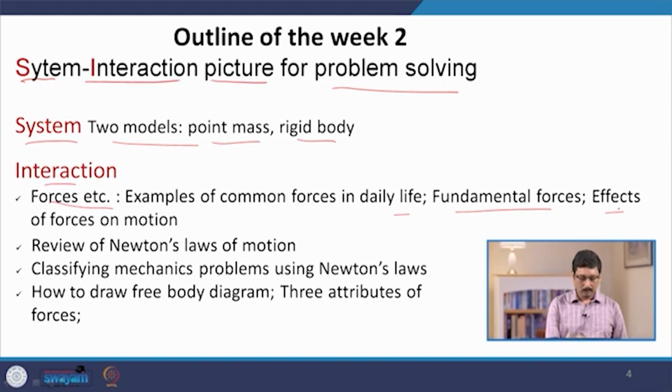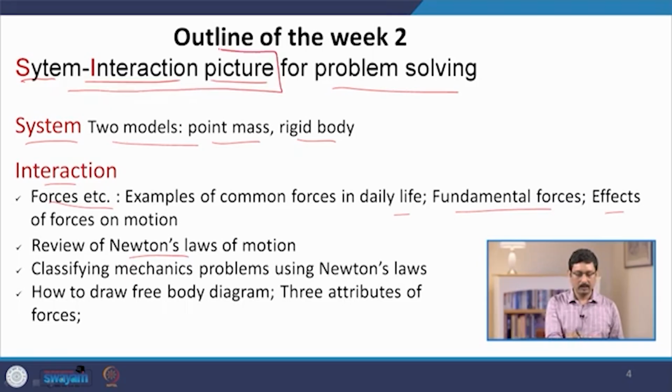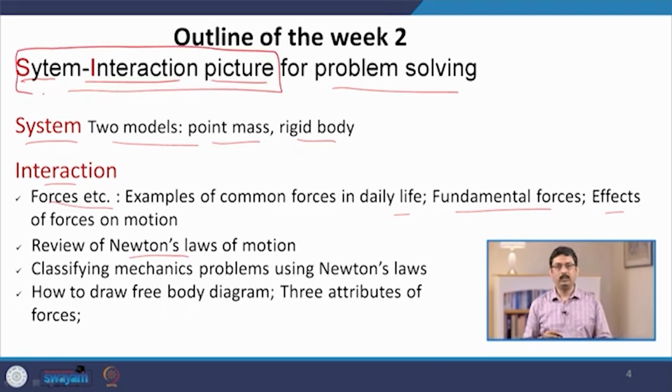Then we shall go on to reviewing Newton's laws of motion. I am sure that all of you have already seen Newton's laws of motion. So, my point of view in this course will be that I will assume that you know Newton's laws of motion. I will tell you how to apply these laws to analyze and solve mechanics problems. So, we will keep this particular picture in mind when we review Newton's laws.